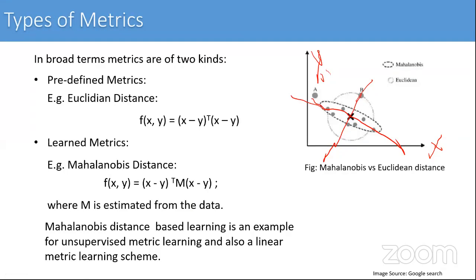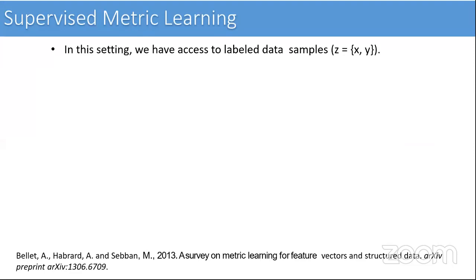So that's basically what we are saying: Mahalanobis distance is the learned distance. It's also called the generalized Euclidean distance. This is an unsupervised framework, a Mahalanobis distance based metric, because we are not using any labels for the X and Y points. And it's also a linear metric learning scheme, because it's just a multiplication by a matrix, so it can't do any non-linear operations. Okay, let's move on.